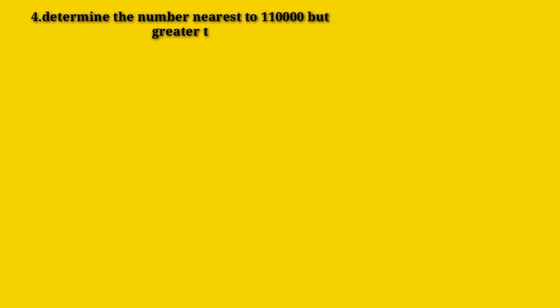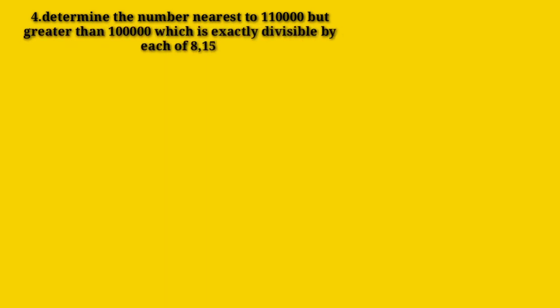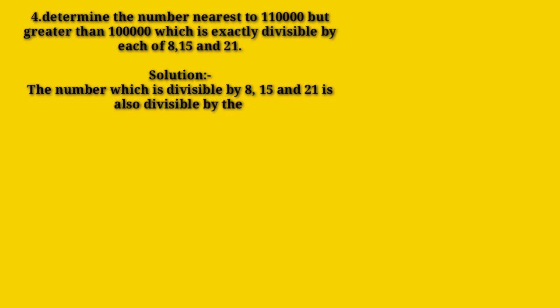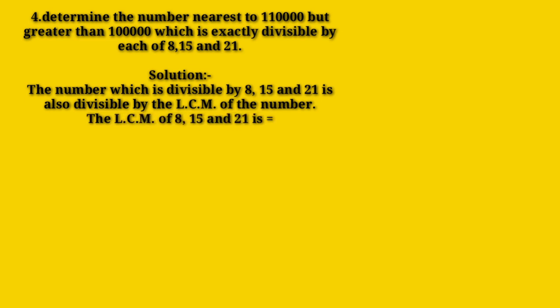Okay students, now moving to question number 4. In question number 4, you will have to determine the number nearest to 1,10,000 but greater than 1 lakh, which is exactly divisible by each of 8, 15 and 21. So let us see the solution. The number which is divisible by 8, 15 and 21 is also divisible by the LCM of the numbers, the LCM of 8, 15 and 21.